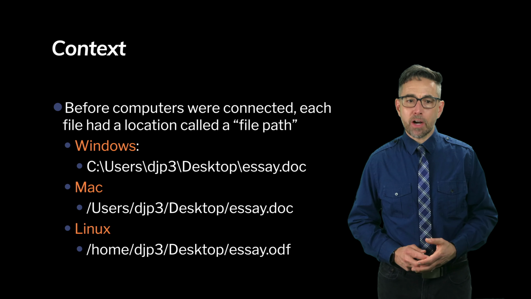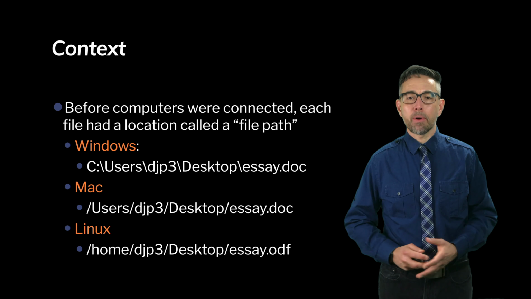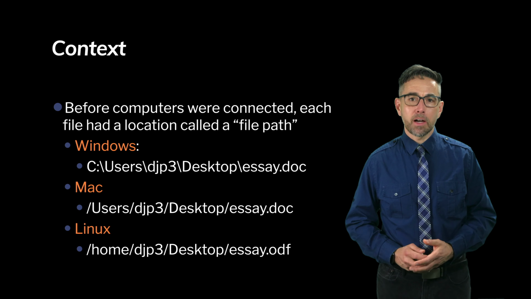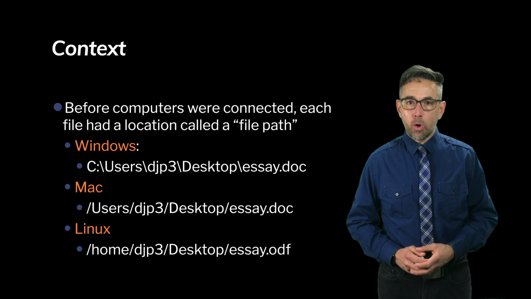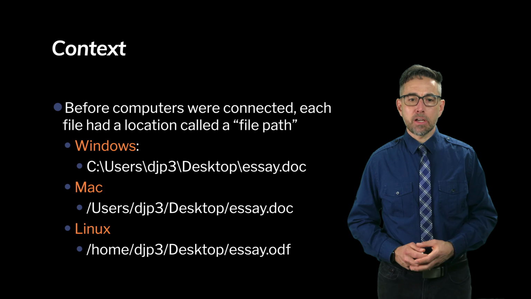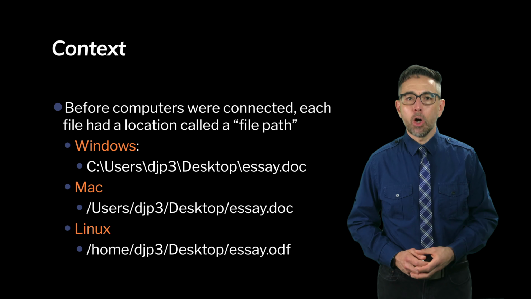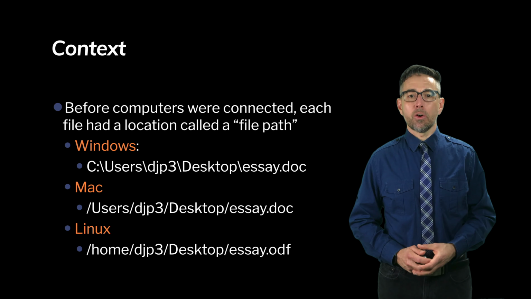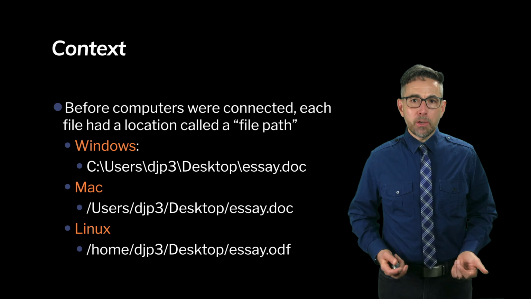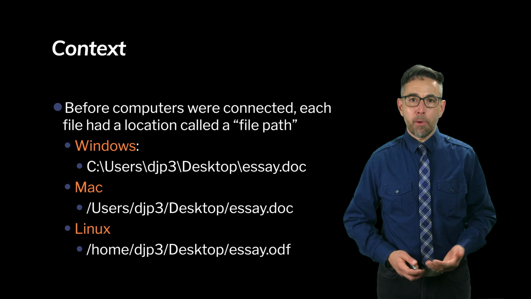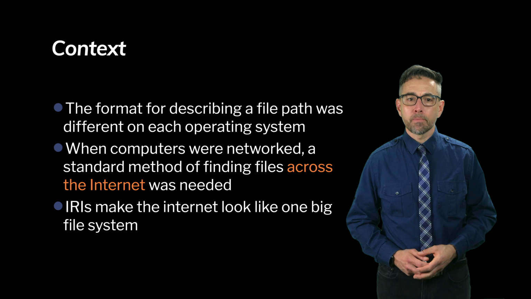Linux has a similar structure to the Mac operating system because it has similar origins in the Unix operating system. Typically, a Linux file path will start with a /, the home directory, a username like DJP3, and then maybe a different kind of file rather than a Microsoft Word file, maybe an open document format like sa.odf. So, 3 different computers, with 3 different kinds of ways of specifying a file name on that particular computer.